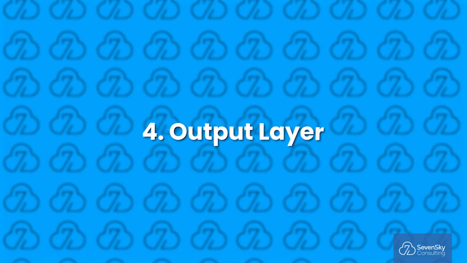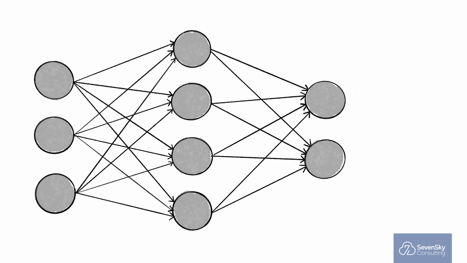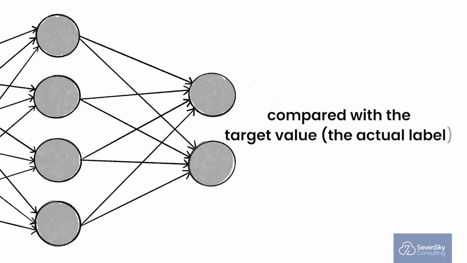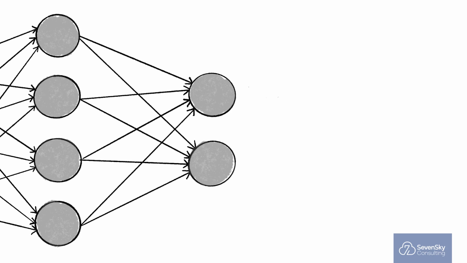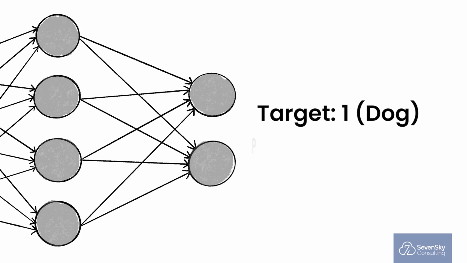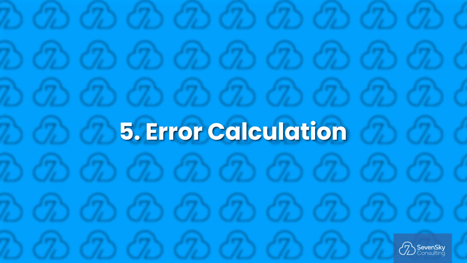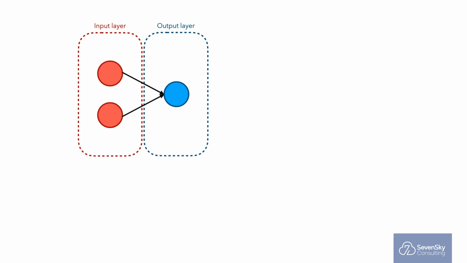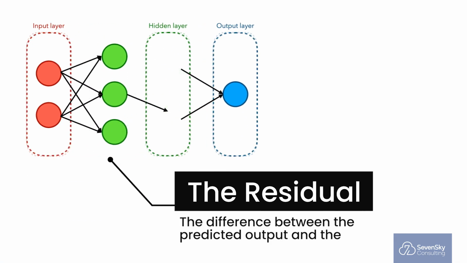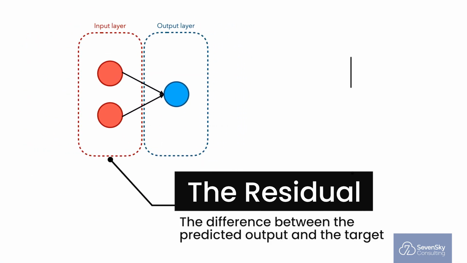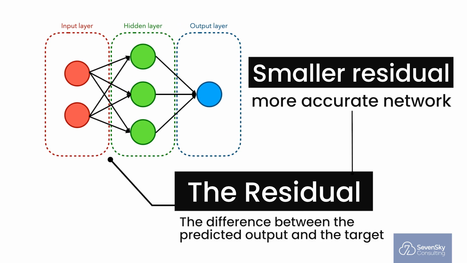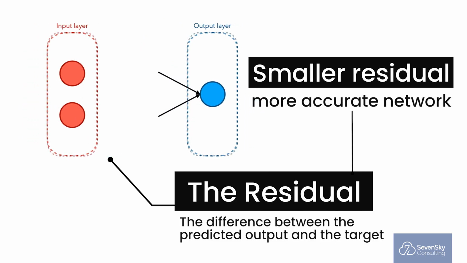4. Output layer. The output of the network is compared with the target value, the actual label. For instance, if the target is 1, dog, but the network predicts 0, cat, it has made an error. 5. Error calculation. The difference between the predicted output and the target is called the residual. The smaller the residual, the more accurate the network.